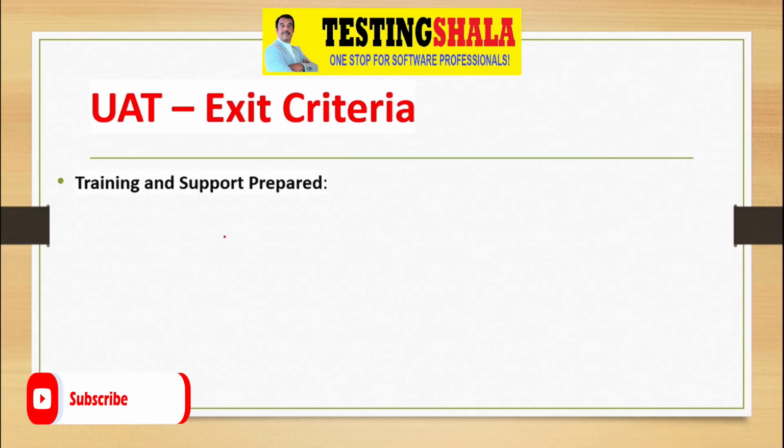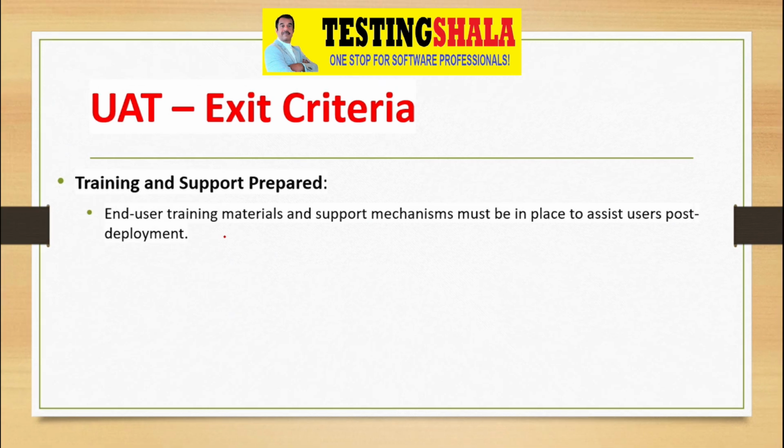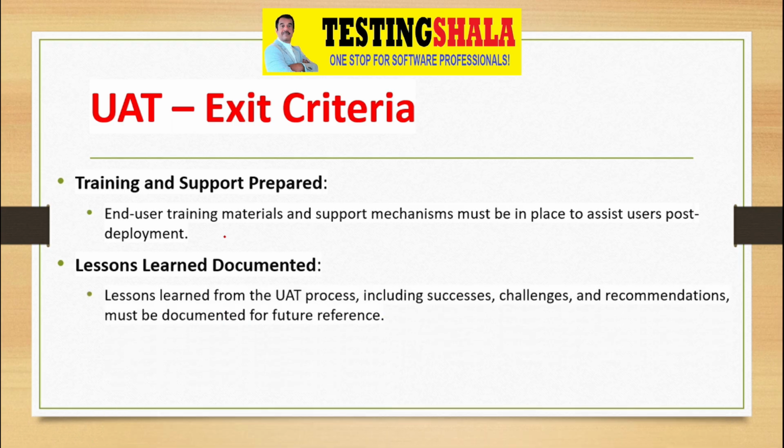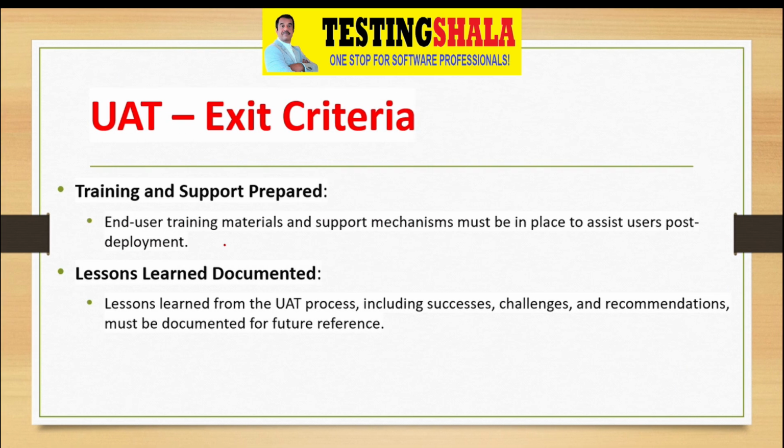And all the training and support are prepared once we complete the post deployment. And a lessons learned document also has to be prepared, so that it can be used during the next UAT cycles. We can define any challenges found or any recommendations we can adopt as part of lessons learned for future releases. Even that needs to be well documented. So these are some of the entry and exit criteria that need to be defined for user acceptance testing.